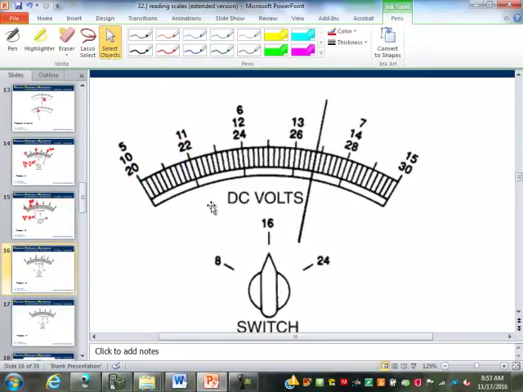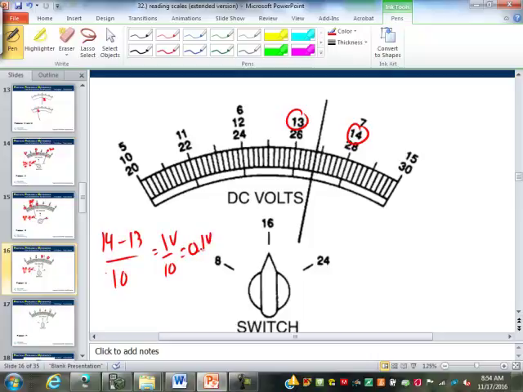Read that one for me quick. Which numbers am I using? Middle. 13 to 14, so that'd be 14 minus 13, that's 1 volt. There's 10 spaces. So I know that's 0.1 volt per space. So that is 13.1, 13.2, 13.3, 13.4 volts.